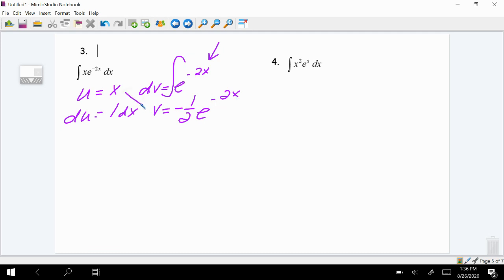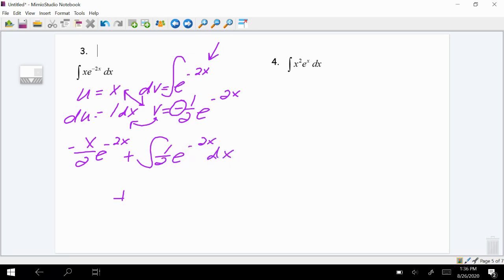Then I'm going to line it up. So these two will multiply together. So I'm going to have a -x over 2 e to the -2x minus the integral of these two multiplied together, which is already negative. So that's going to make that a positive. So I'm going to have 1/2 e to the -2x.